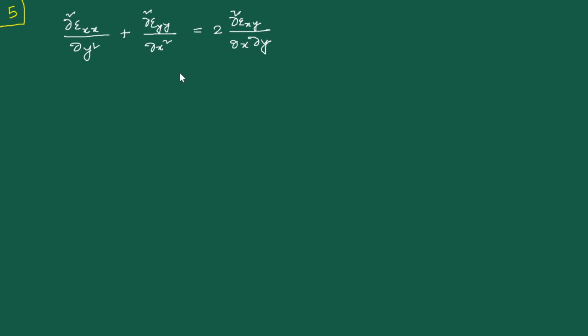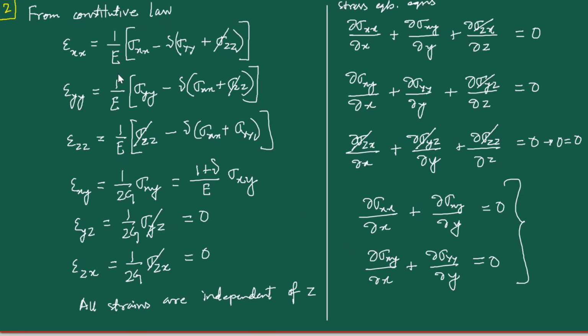Now this one is from the compatibility equation. What we are going to do now is to include everything that we know. So within this, we are first going to include the information from the constitutive law. Let's take a look here. Back on page 2, we had obtained the simplified versions of epsilon xx and epsilon yy, simplified under the consideration of plane stress, where the terms involving the sigma zz vanished.